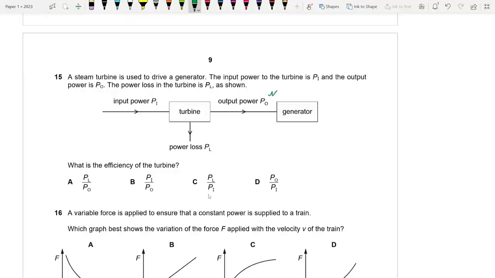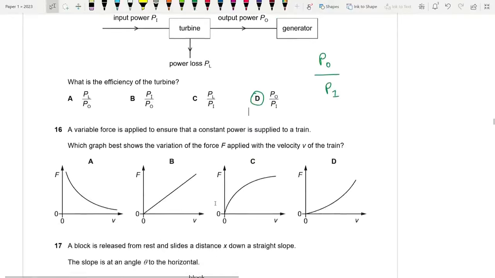So what is the useful power? It is output power to the generator, PO, divided by what is the total input power? It is PI. So we are going to go for D. Efficiency is total power output, useful power output divided by total power input, right?